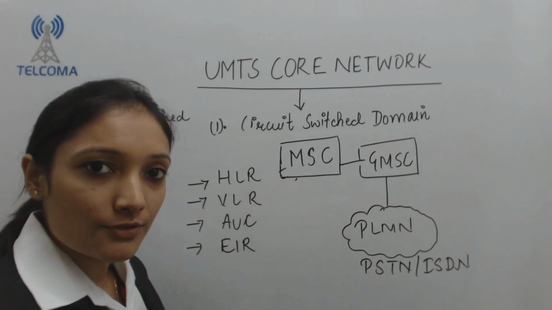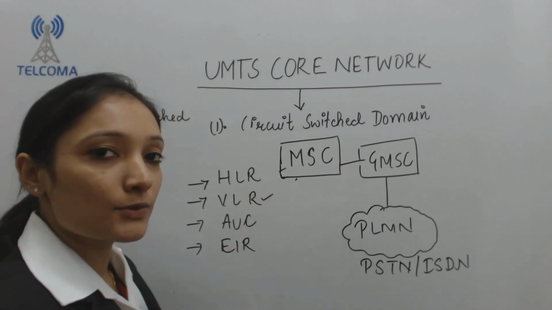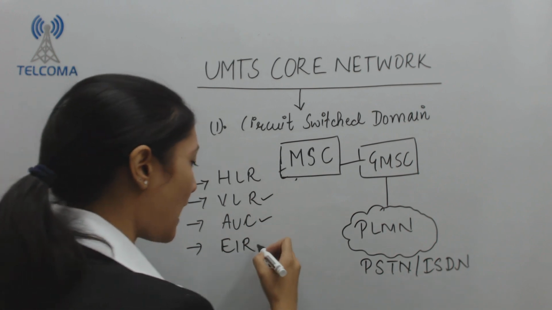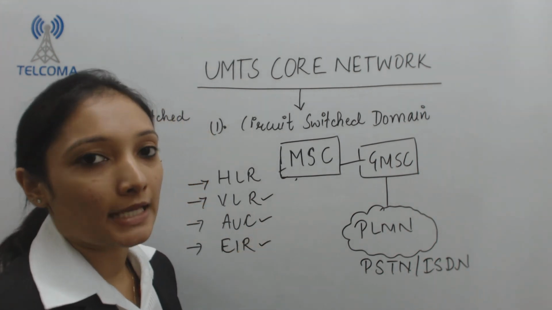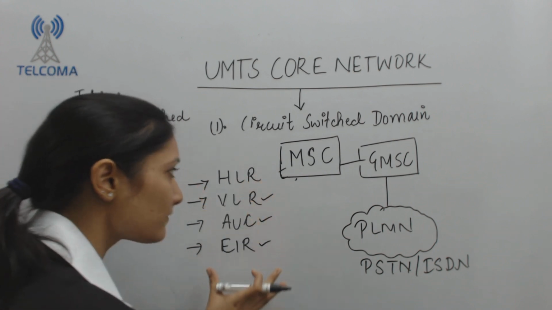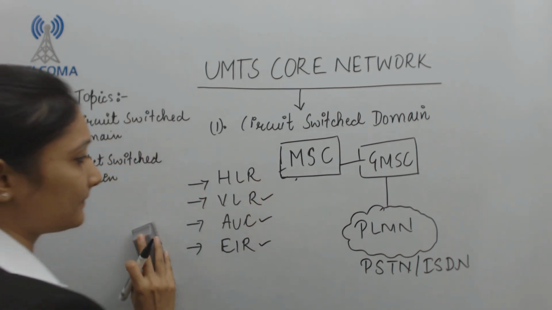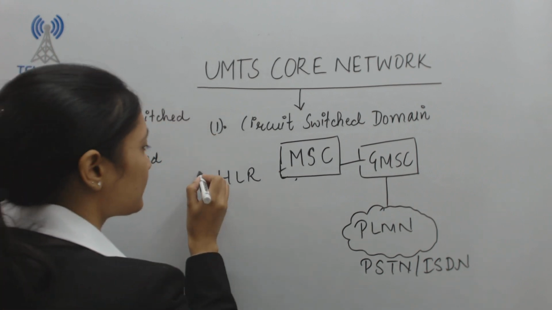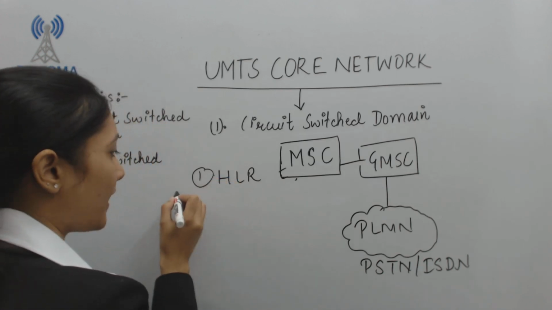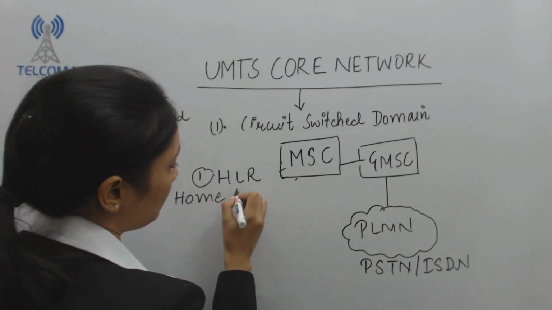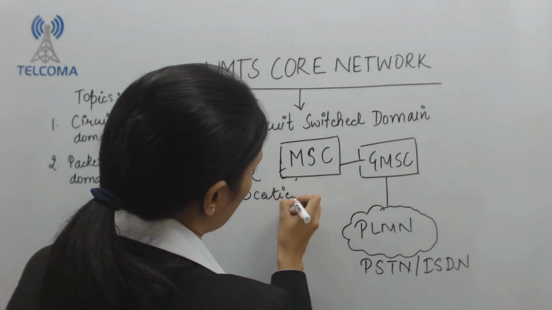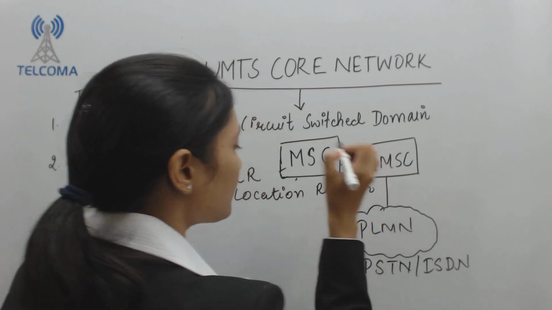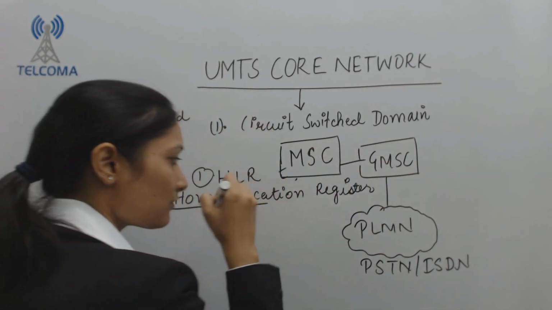HLR refers to home location register, VLR refers to visitor location register, AUC is the Authentication Center, and EIR is the Equipment Identity Register. Now we will discuss the functions of each of these in detail. First one is HLR. As I mentioned, this is home location register.